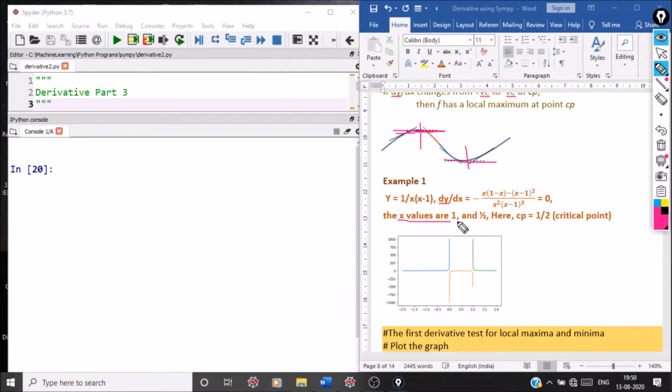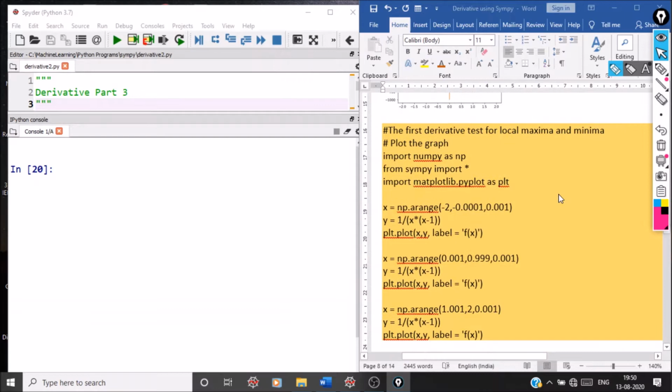Here the x values are 1 and 1 by 2, that is 0.5, but we cannot put 1 here, because then the denominator will be 0, and the denominator should not be 0. If it is 0.5, then it is okay. So that means there is a single critical point, that is 1 by 2. You can see here the graph for 1 by x into x minus 1. Here the local maximum is at 0.5, so at that particular point the local maxima is there, but there is no local minima.